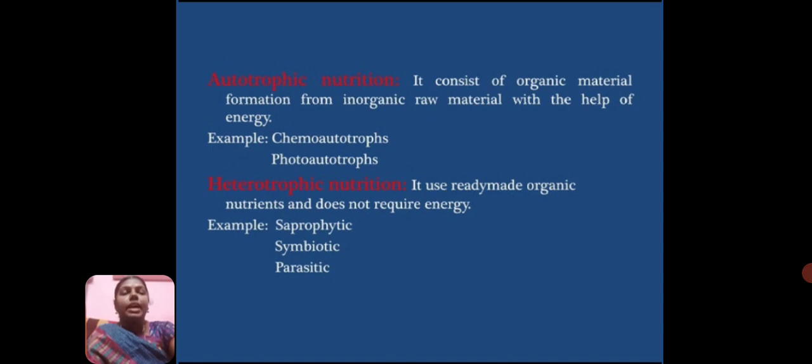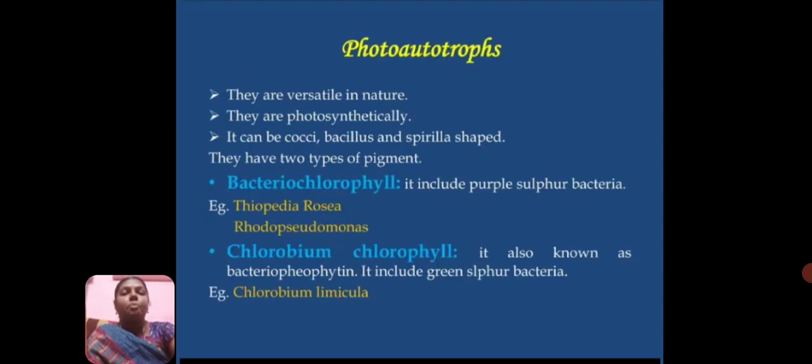Autotrophic nutrition consists of organic material formation from inorganic raw material with the help of energy. Examples: chemoautotrophs, photoautotrophs. Heterotrophic nutrition uses ready-made organic nutrition and does not require energy for its formation. Examples: saprophytic, symbiotic, parasitic. Photoautotrophs are versatile in nature.